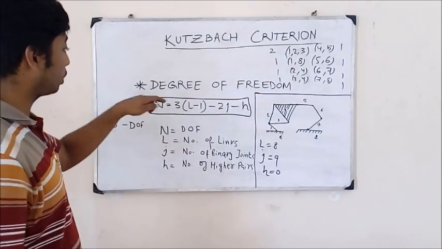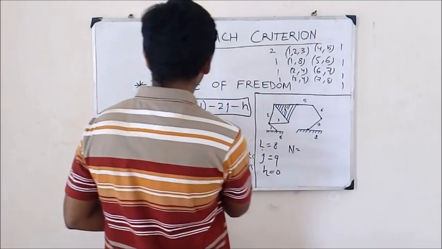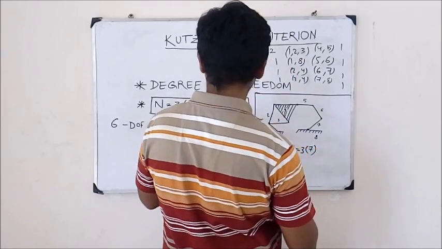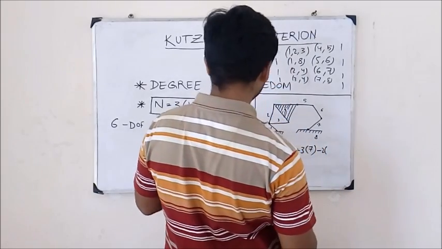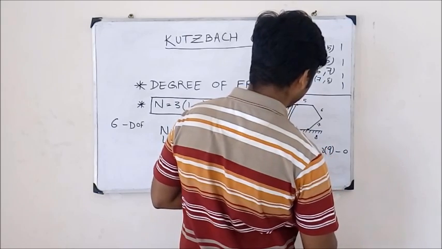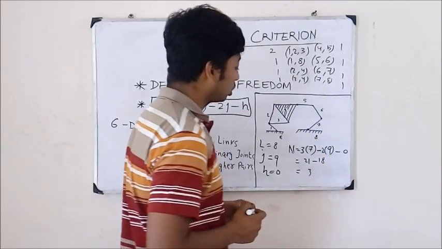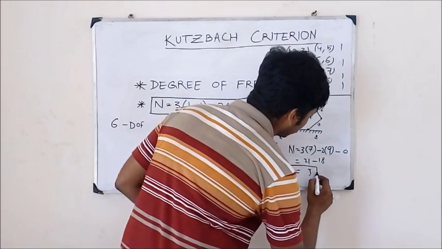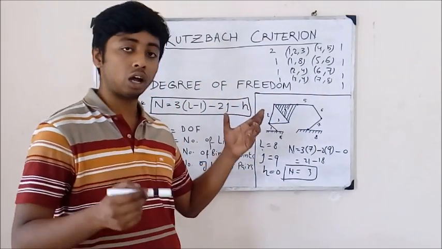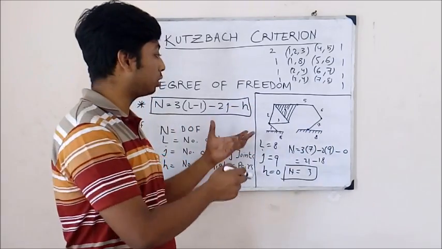Now let's put these values back into the equation. So we'll get n is equal to 3 into (L minus 1), so it's 7, minus 2j, j is 9, minus h, that is 0. So n is equal to 21 minus 18, and that is equal to 3. So we have 3 degrees of freedom over here. Now this 3 implies that we need 3 unique parameters in order to constrain the motion of our kinematic system in order to turn it into a useful machine.